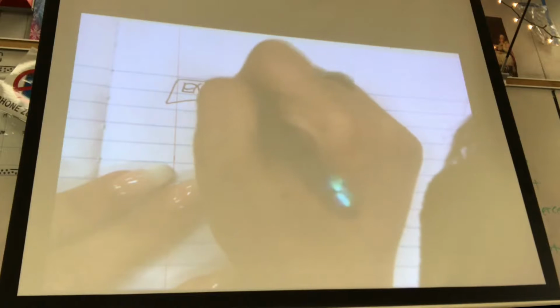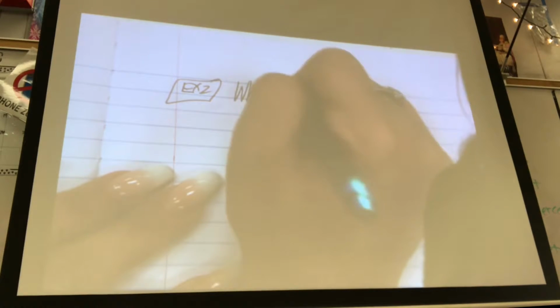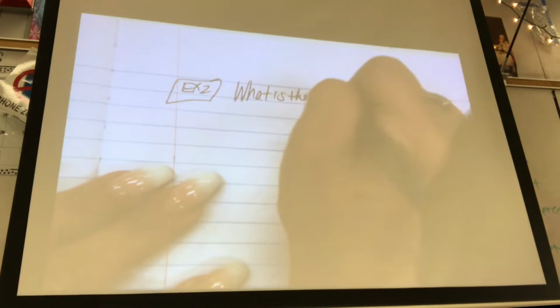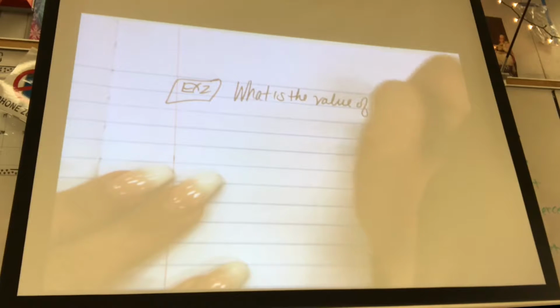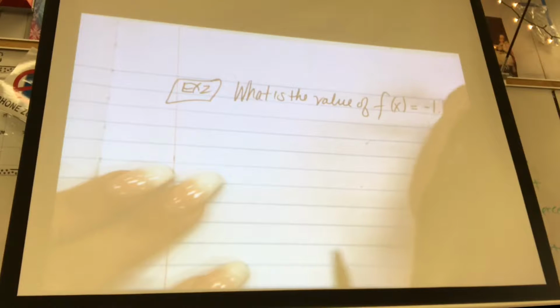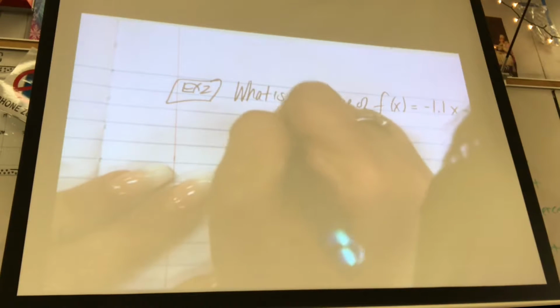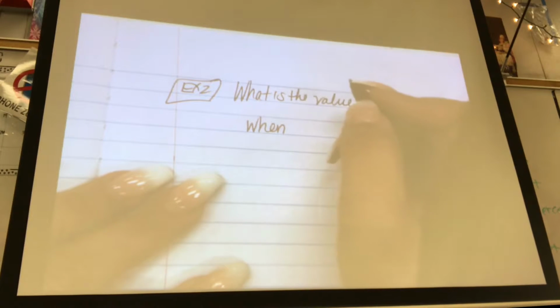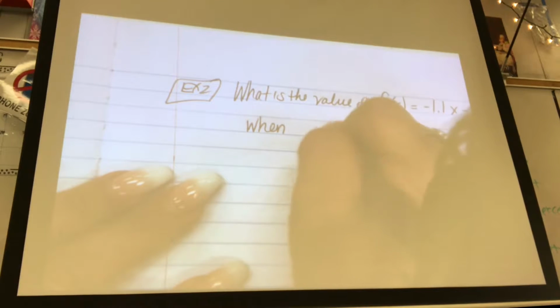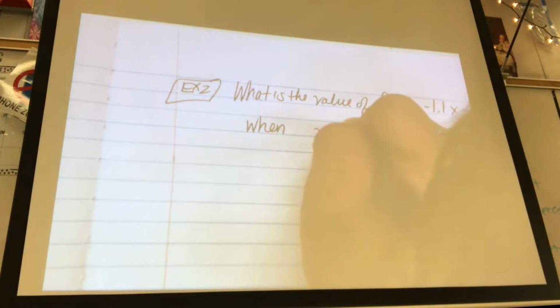All right, example 2. And then you guys are going to have a doyo that I need you to do on your own. Example 2. What is the value of f of x equaling negative 1.1x minus 11 when x is equal to negative 11.9?